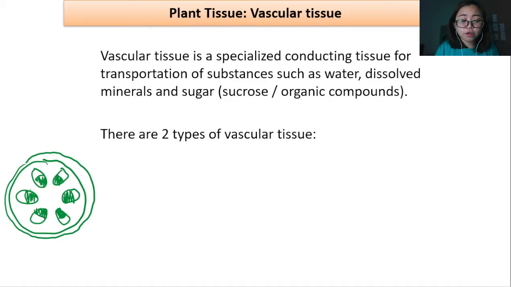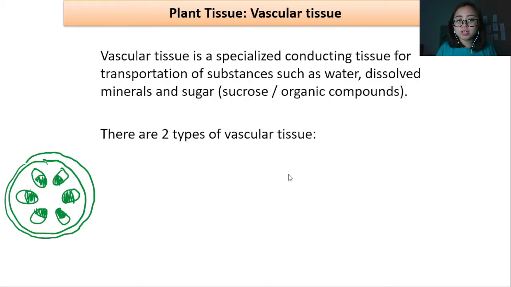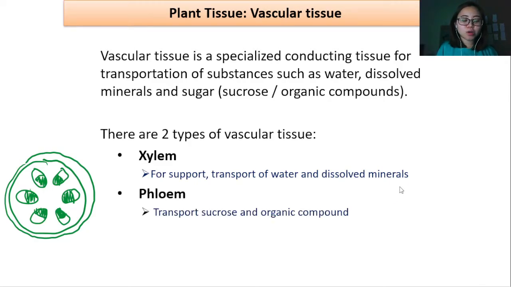There are two types of vascular tissue. Which one do you think is the one that carries water, and which one do you think is the one that carries sugar? That's right! Xylem is the one that carries water. Padahal sudah nampak tadi kan? Okay, tidak pala, saya pura-pura. And then phloem is the one that will transport sucrose and other organic compounds.